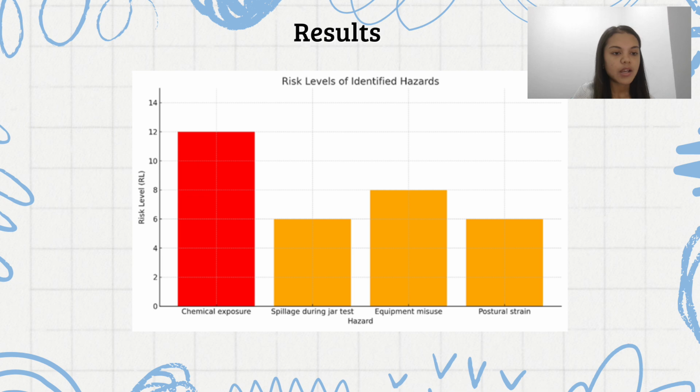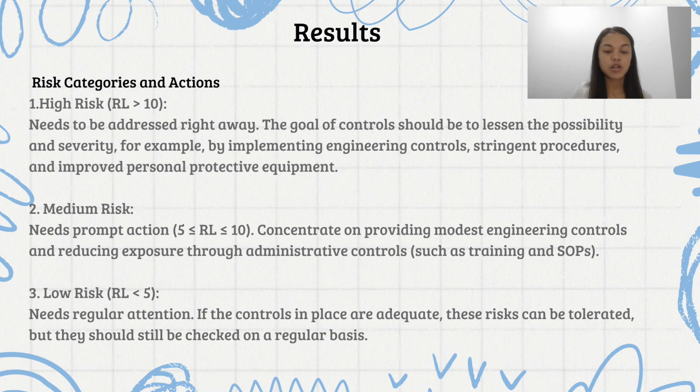Okay, and the next one is risk categories and actions. For the high risk, the risk level is up to 10. So the high risk is 10 and needs to be addressed right away. The goal of controls should be to lessen the possibility and severity, for example, by implementing engineering controls, strengthening procedures, and improving the personal protective equipment.